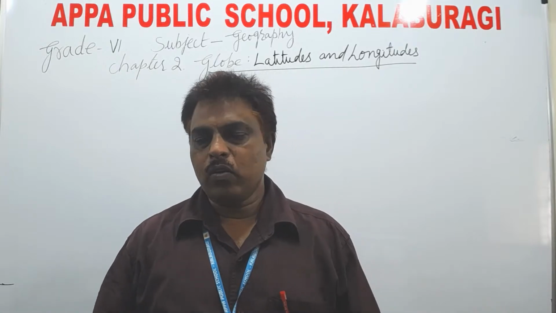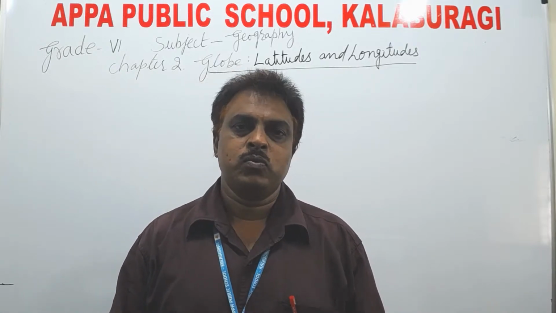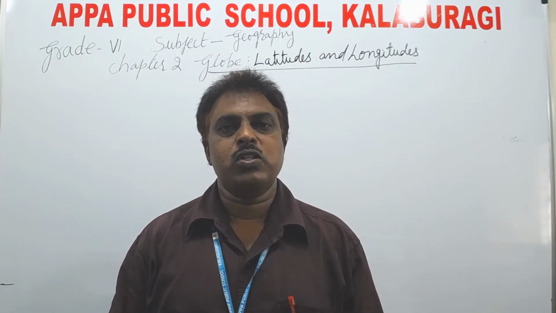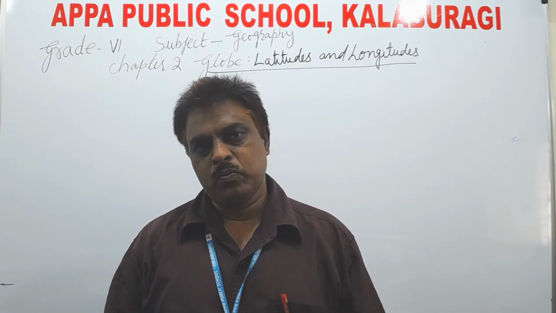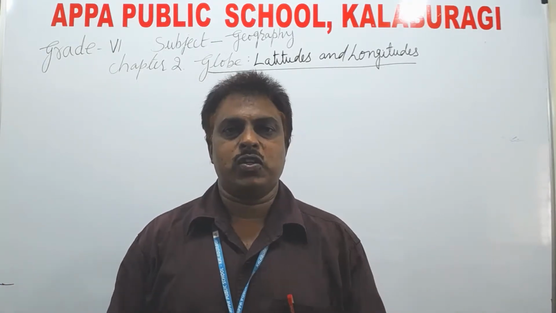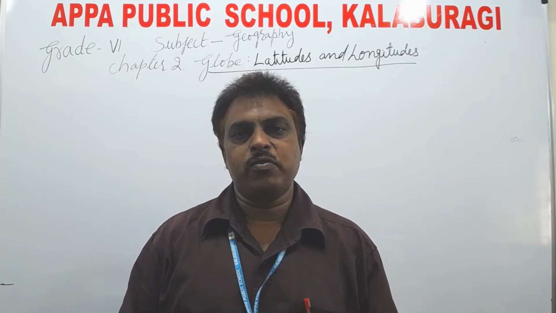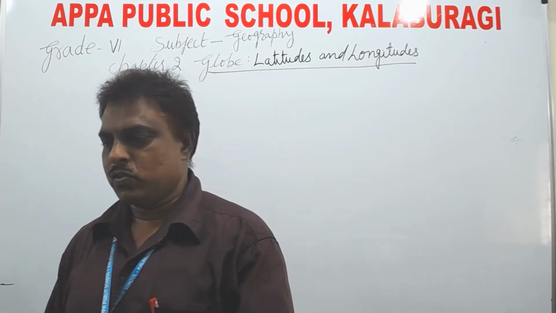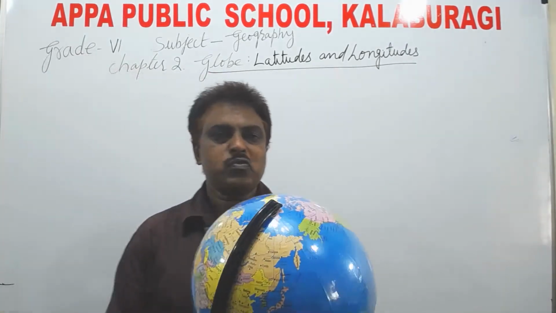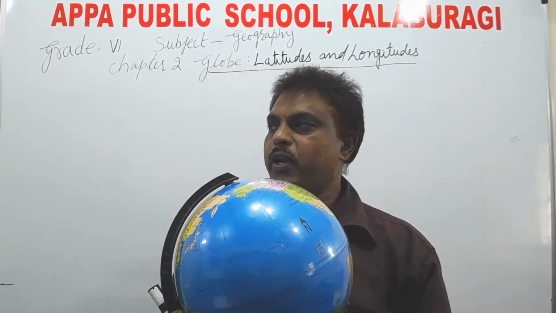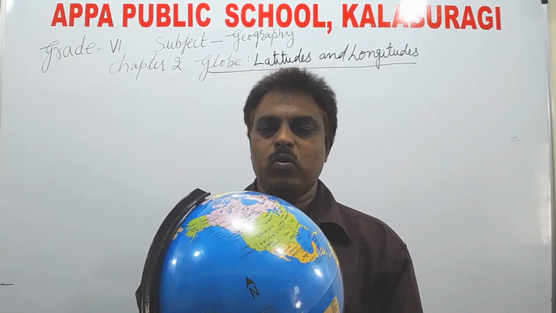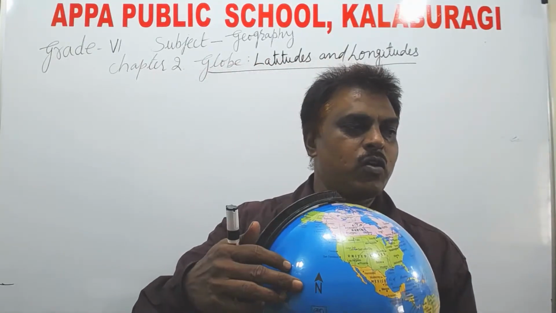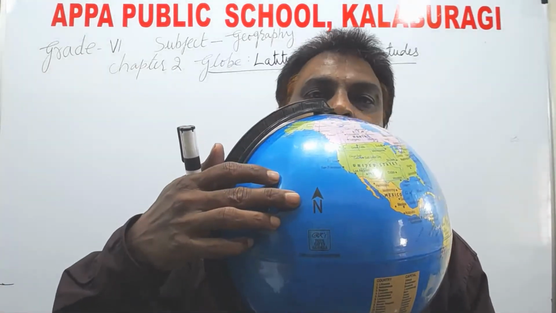So on the globe, we learn about the countries, about the oceans, and about the segregation. The globe has been divided into two equal parts. This is the globe. Whenever you are trying to learn about the globe, there are directions. Here it is a direction. It is called the north direction.